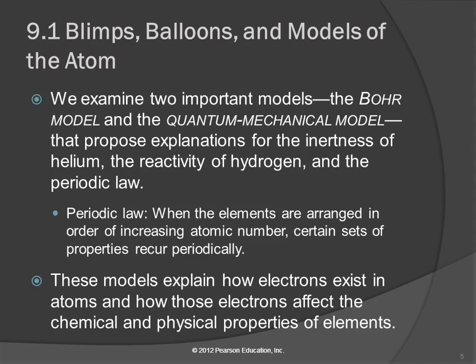And these help us to understand the periodic law. The periodic law says that when the elements are arranged in order of increasing atomic number, certain sets of properties recur periodically. So we've talked a little bit about the periodic table and how the atoms are arranged by number of protons in their nucleus. And then we see these patterns occurring. And what's up with that? So the models are going to help us to understand what the electrons are doing.